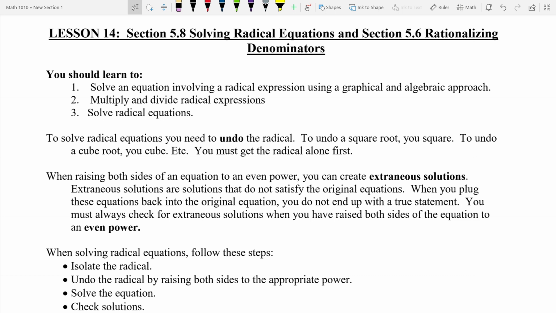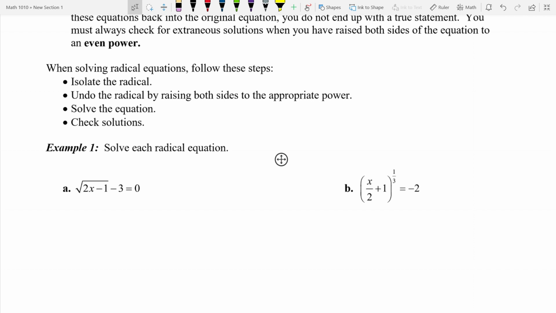Okay guys, this is lesson 14 and what we're going to be doing today is working with radicals again, which is square roots. Okay, so if you look at example 1, these first ones are radical equations. You have an equal sign and so you are solving. So here are the steps right here.